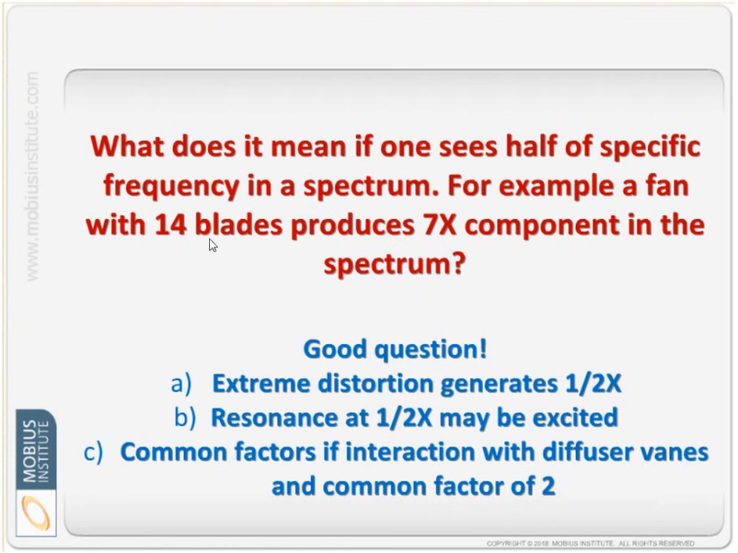It's a long story, but I can excite that resonance. There's also this thing called common factors when you have interaction between, for example, the fan blades and the diffuser vanes, and same in a pump as well. But we would need a common factor of 2. Now, this is a complex point.